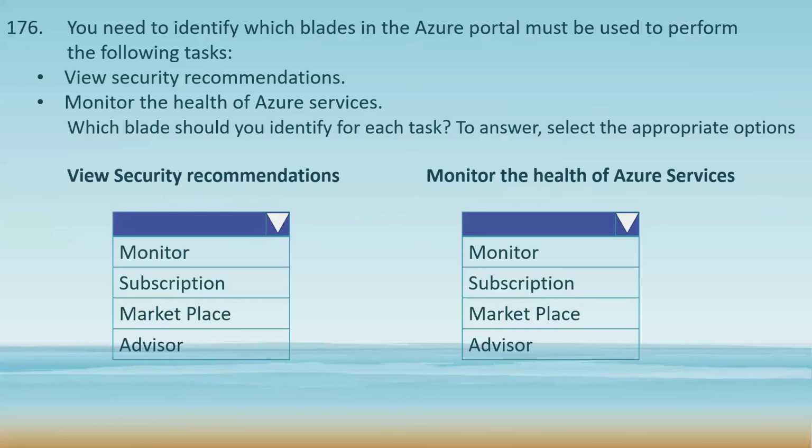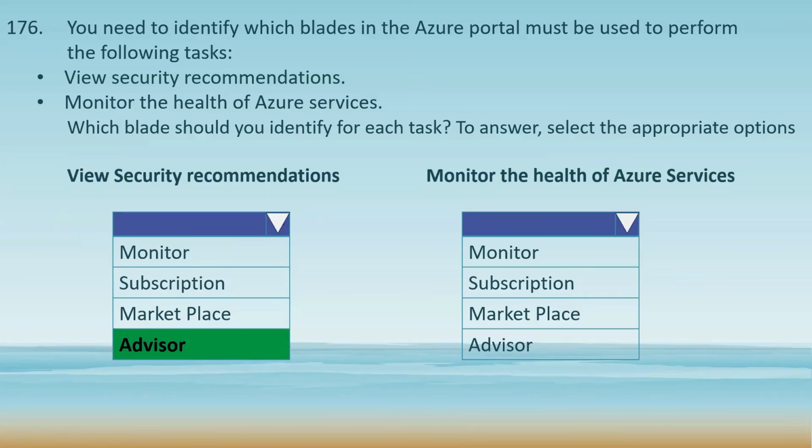Next question. You need to identify which blades in the Azure portal must be used to perform the following tasks. Now the tasks are: view security recommendations, monitor the health of Azure services. Which blade should you identify for each task? To answer, you need to select the appropriate options from the options mentioned below. Now for view security recommendations and monitor the health of Azure services, the blades that are given are monitor, subscription, marketplace, and advisor. So to view the security recommendations, the blade you would use is advisor.